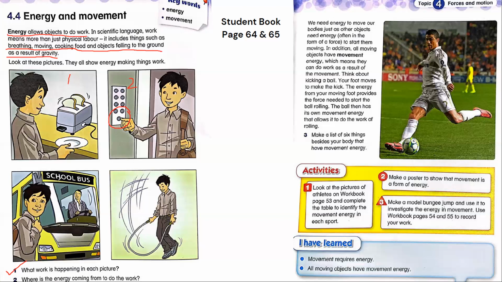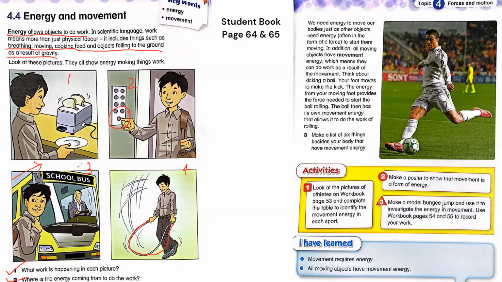Very good. Number three. The school bus coming forward to fetch him to go to school is another form of energy and movement. Number four. Maybe at school or after school, he is jumping rope. So the action of using a rope and jumping across the rope is a very obvious example of energy and movement.